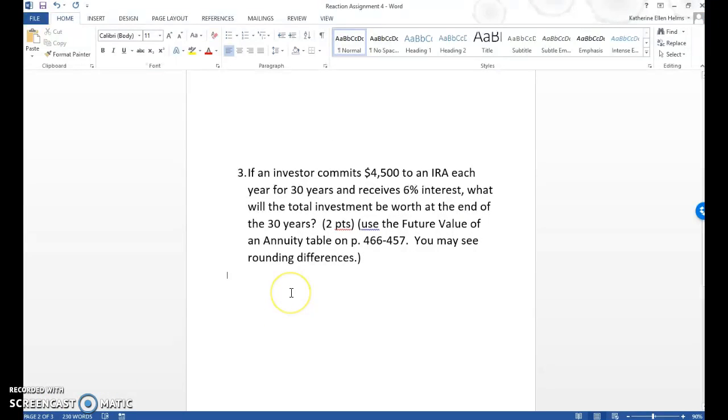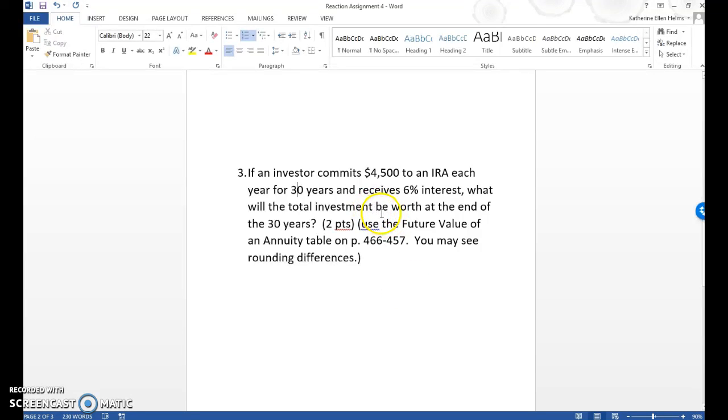Our third question is looking at the future value of an annuity. And the future value of an annuity is talked about on page 456, 457. And this question asks, you are putting $4,500 into an IRA every year for 30 years, and it gets 6% interest. So at the end of your 30 years, what is that investment going to be? So this is an annuity because you're putting in $4,500 every year for 30 years. An annuity either means you're putting money in every year for a certain amount of years, or you're taking money out every year for a certain number of years. And in this question, you're putting money in.